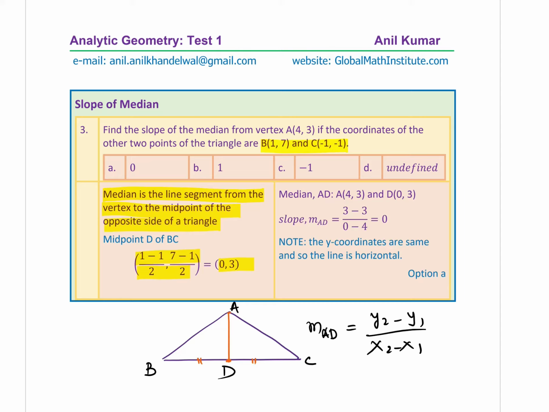So we have the midpoint, and now we have to find the slope between A and D, which is between point A, which is (4, 3), and D, which is (0, 3). Now here you notice that 3 and 3 are the same. Do you see that? So that really means that it is a horizontal line. So have a good look at the note which has been mentioned here, which is that the y coordinates are the same, and so the line is horizontal, and therefore the slope is 0. Even otherwise, when you do 3 minus 3 in the numerator, you get 0, and therefore option A is the right option. So I hope that is absolutely clear.